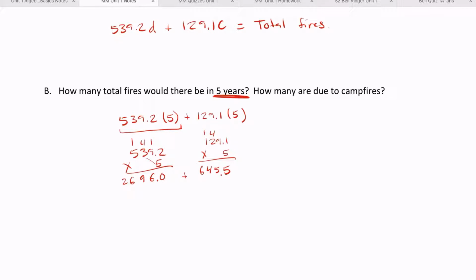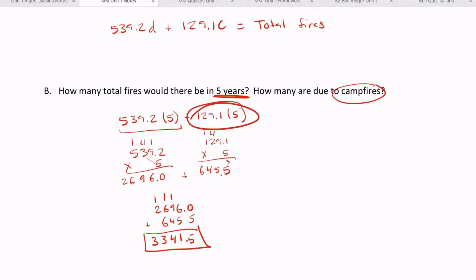All right? So if we add those together, and again, we would probably want to do it like this, 2696.0 plus 645.5. Add those together. That gives us 5. Here we get 11. We get 14 and 13 and 3. Okay, so this would be the total number of fires. Next they ask how many fires due to campfires only. Okay, and that's what is right here. So this would be the total for campfires.